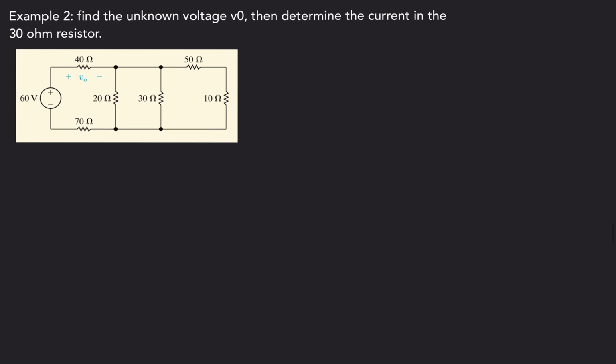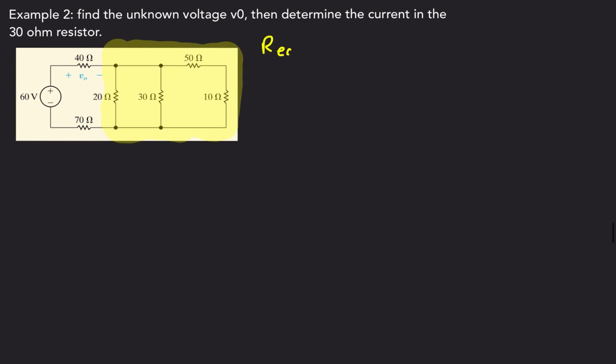In this example, we're asked to find the unknown voltage V0 right here, and then determine the current in the 30 ohm resistor. All right, so in order to do that, we're going to look at this circuit, find the equivalent resistance of this, because this equivalent resistance that I've highlighted is in series with this 40 ohm and this 70 ohm. All right, so our equivalent is 20 parallel with 30, parallel with 50 plus 10.